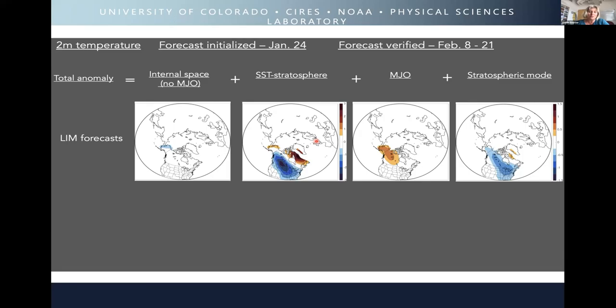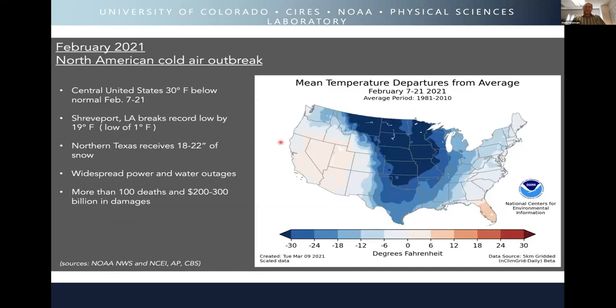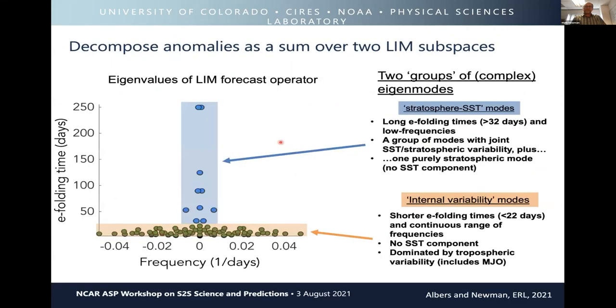Thanks so much. I have a comment and a question. What I really like about limbs is that you can decompose that in these different modes. And I think you've shown a beautiful example for this here. You might have said this, but I haven't fully understood it yet. Is there a way to decompose the SST stratosphere modes into 2 modes?